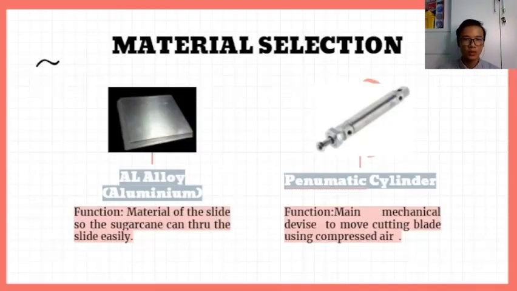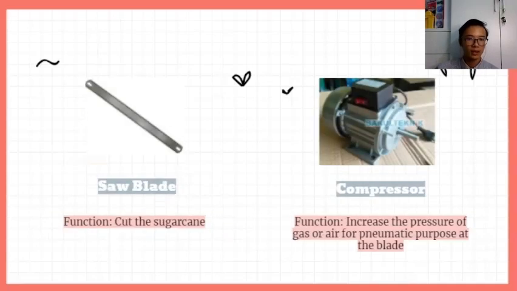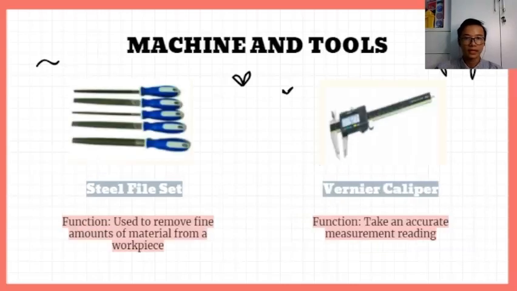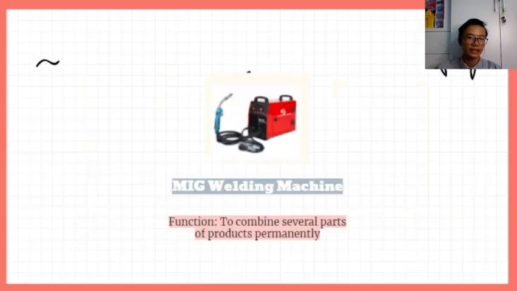Next, we go to the material selection. We can see we use some aluminium because it is rust proof, and we use a pneumatic cylinder for our cutting motion. Next, we use some mild steel for the structure, bolts and nuts for our connection, a saw blade for the cutting blade, and a compressor for parts. And then these are some machines and tools that we use to fabricate the machine. First, we have steel facets, vernier caliper, angle grinder, drilling machine, and then MIG welding machine.